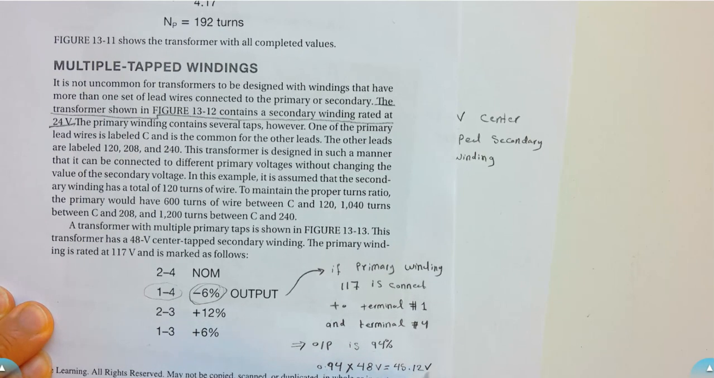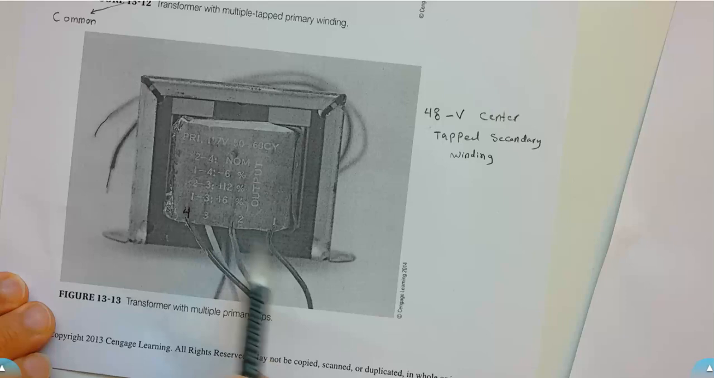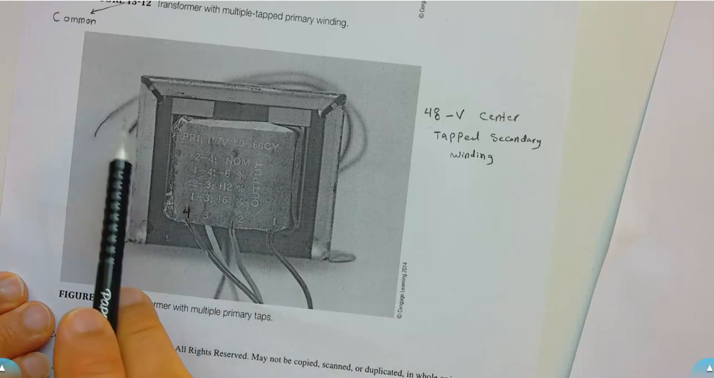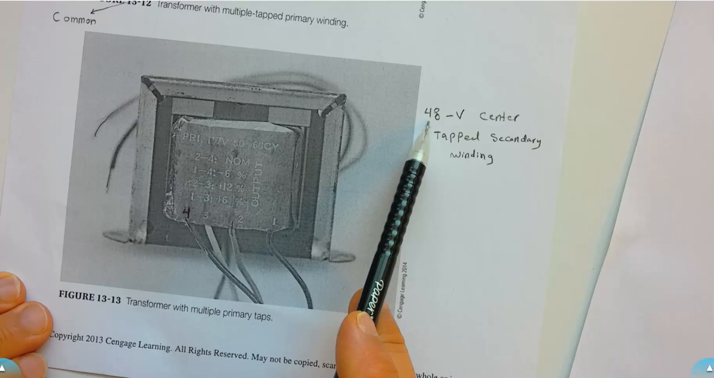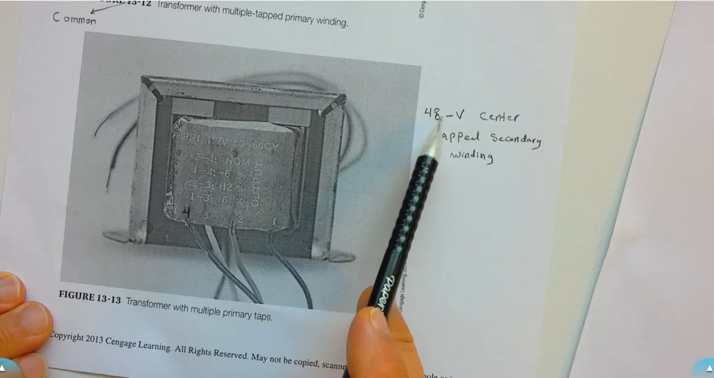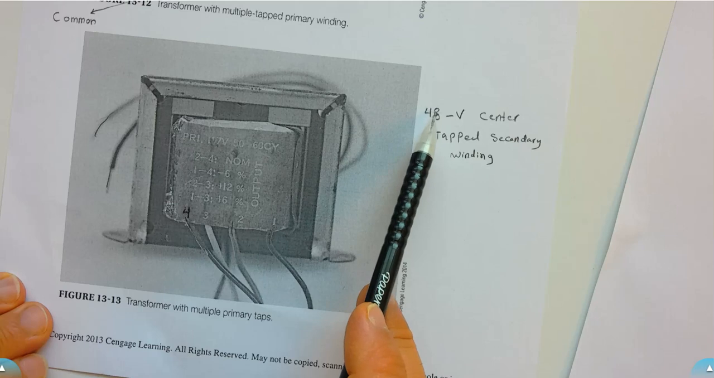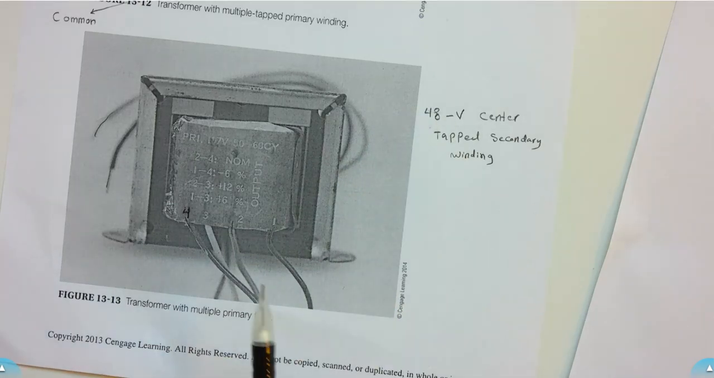volts. So if I connect the input to terminals 1 and 4, I will get the output of 45.12 volts. I connect the input to these two terminals, and I will get this output, which is 6% less than 48, equal to 45.12.